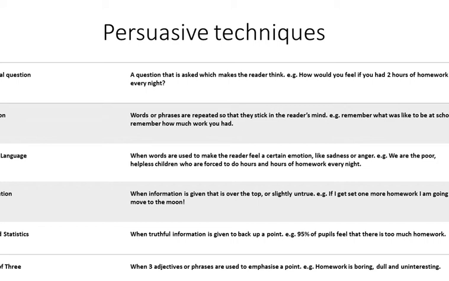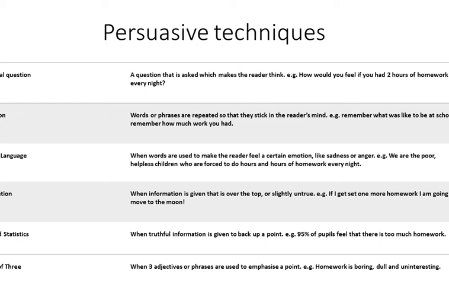Repetition. Words or phrases are repeated so that they stick in the reader's mind. Emotive language. When words are used to make the reader feel a certain emotion, like sadness or anger, we are the poor, helpless children who are forced to do hours and hours of homework every night. Exaggeration. When information is given that is over the top or slightly untrue. For example, if I get set 1 more homework, I'm going to move to the moon.